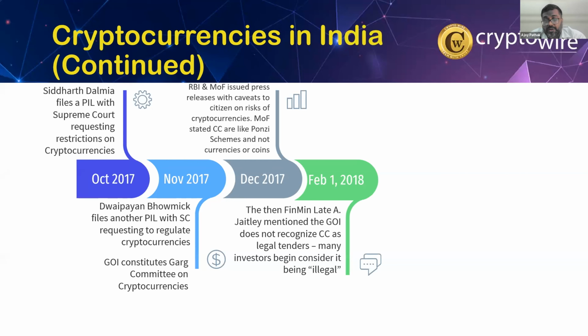But then in the union budget speech in the next year, that's February 1, 2018, Mr. Jaitley he mentioned that the government of India does not recognize the cryptocurrency as legal tenders. Now here what happened is, when he said that we do not recognize them as legal tenders, a lot of people started believing that, okay, so this is illegal. But I mean that's like how you listen to things and how you process things.